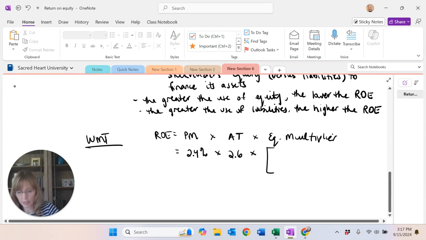The equity multiplier: assets were 247,798, and total stockholders' equity 80,277. So our equity multiplier works out to be 3.1. Assets were 3 times as great as stockholders' equity.